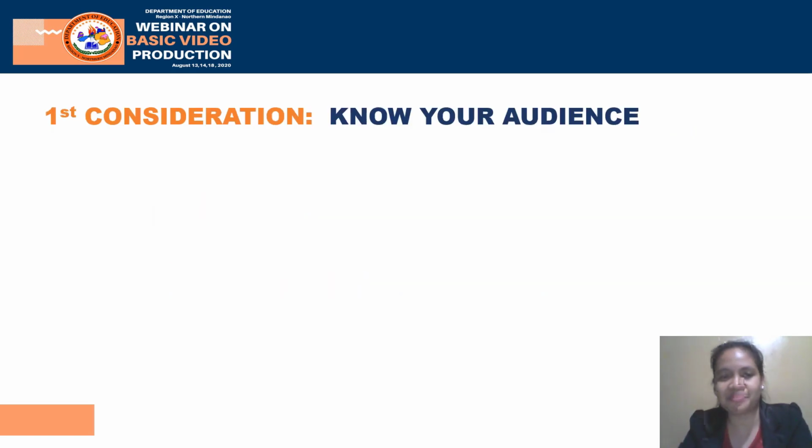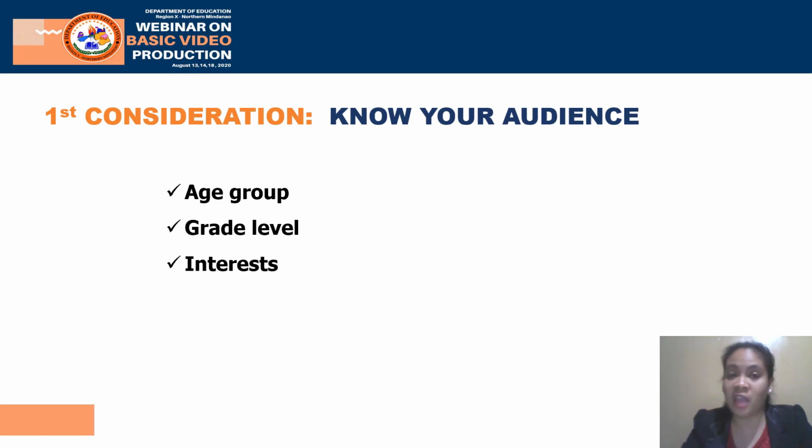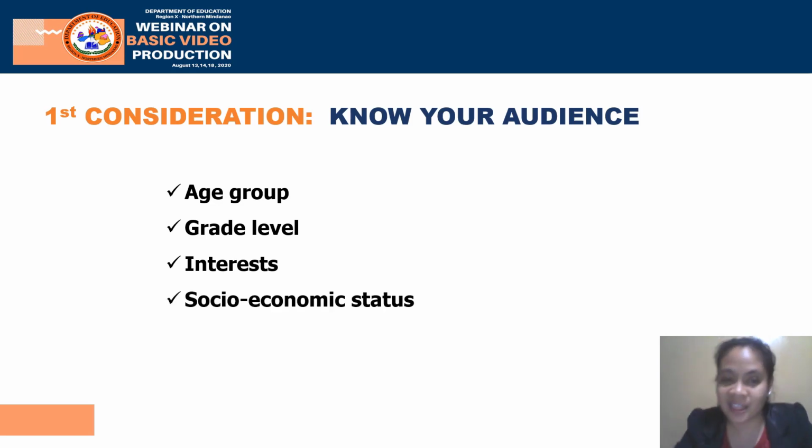So you see, in knowing our audience, as script writers, we have to know their age group. To whom are we going to present this video instruction? Are we going to present this to the preschoolers, to the grades 1 and 2, to the junior high school, or to the senior high school students? Next, as I've said, we have to consider also the grade level and of course their interests and their socioeconomic status. There are a lot more things that we can consider, but these are just examples.